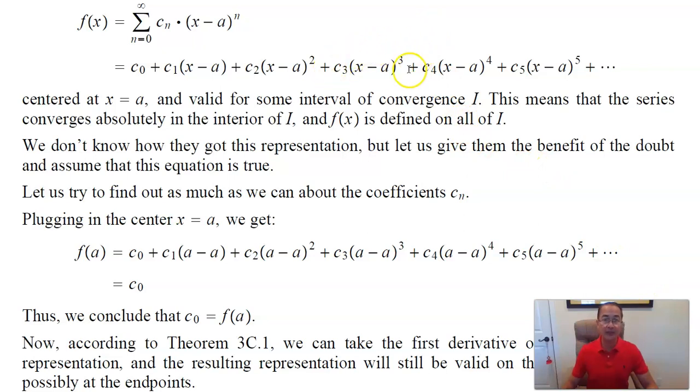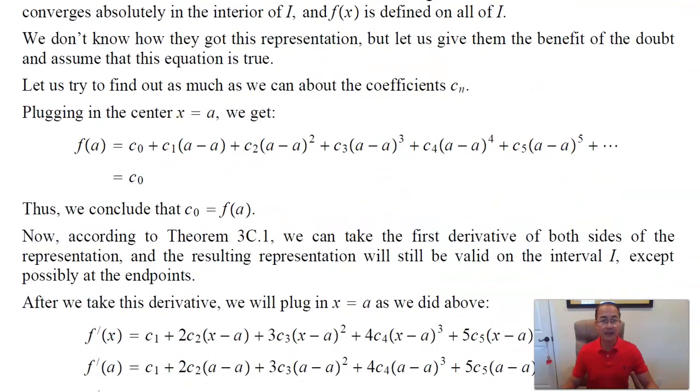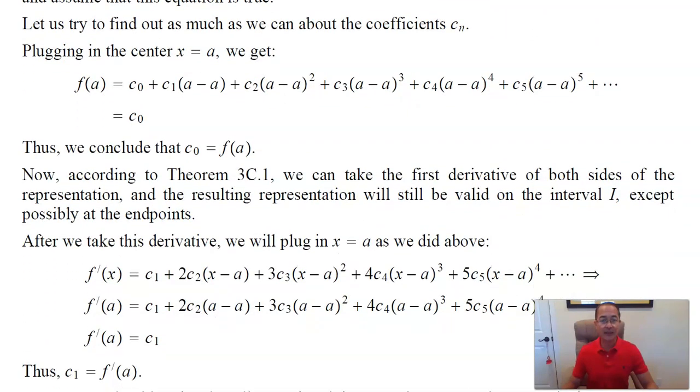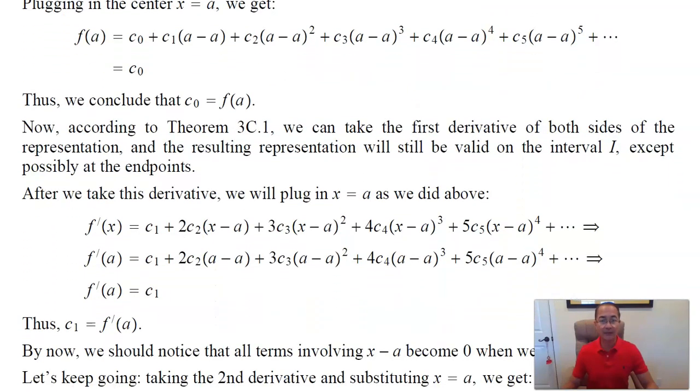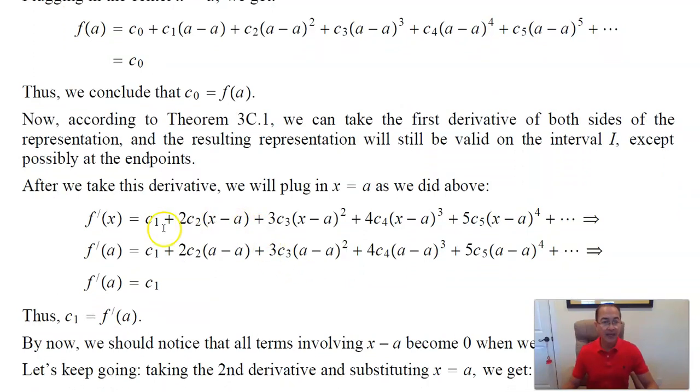Drop the exponent and decrease the exponent by 1. Okay, so let's scoot on down, and we get the first derivative right there. And then we do the same thing. We will plug in x equals a, and guess what? Again, a minus a squared. These higher powers are all going to be 0, and the sole survivor will be c1.